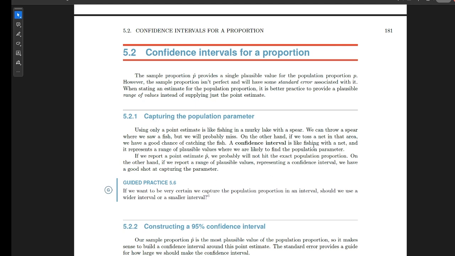They liken a confidence interval to a fishing net, whereas a point estimate is like having a spear in a murky lake. You're just stabbing into the water and hoping you're going to hit a fish rather than being able to throw a big net, right? The interval is like the net and the point estimate is like the spear. If you're throwing a spear, you're going to miss a lot. If you're throwing a net, you hope to be able to get something, right? So they kind of talk about that in here, capturing the population parameter.